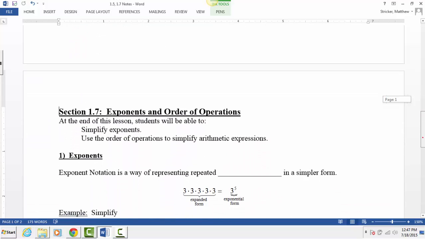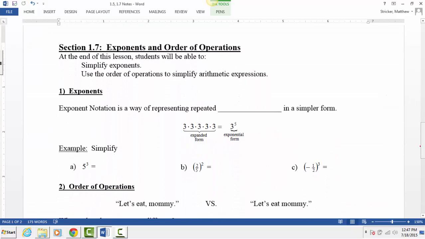Alright, now we can move on to the second section. It was a short one. The second section talks about exponents and order of operation. It's important to talk about exponents first because exponents are part of order of operations.